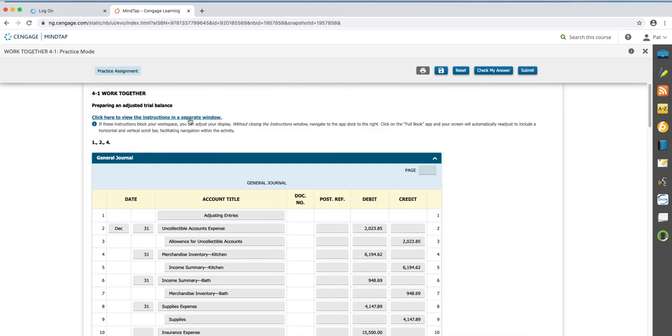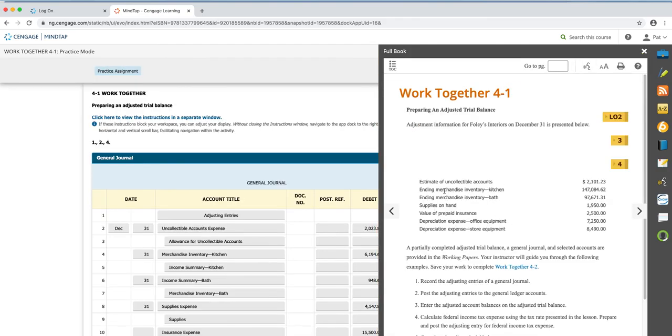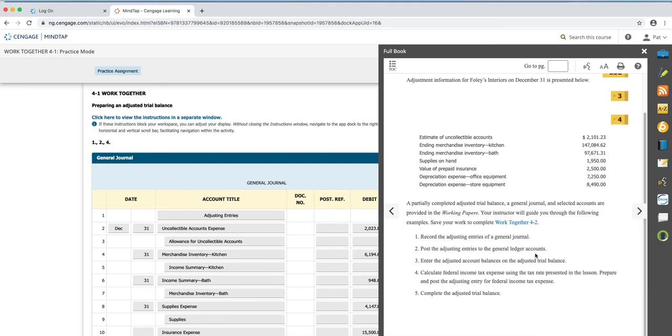Looking at our directions, we were able to do the adjustments. Depreciation are just the regular adjustments, and you've got to calculate a few things here and there, subtracting and adding. Then you would post them. We didn't show you that, but you would post these accounts. We would enter them into the partially completed adjusted trial balance, which we threw them in there.